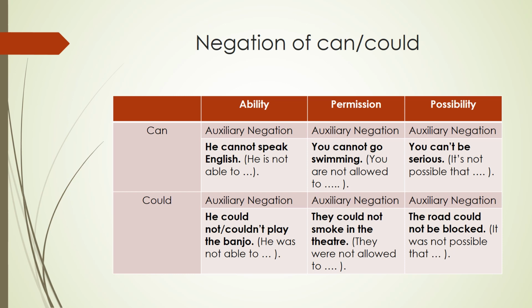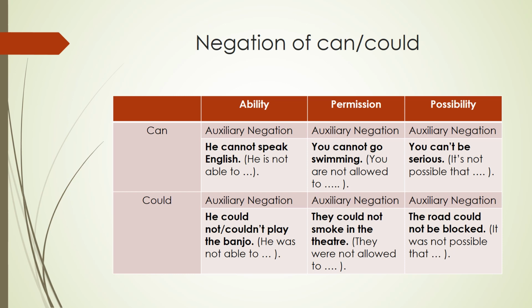Permission. When I say you cannot go swimming, can here is used to give us the meaning of permission. You are not allowed. So when I say you are not allowed, this means that I am including can within the scope of negation. So this is auxiliary negation.